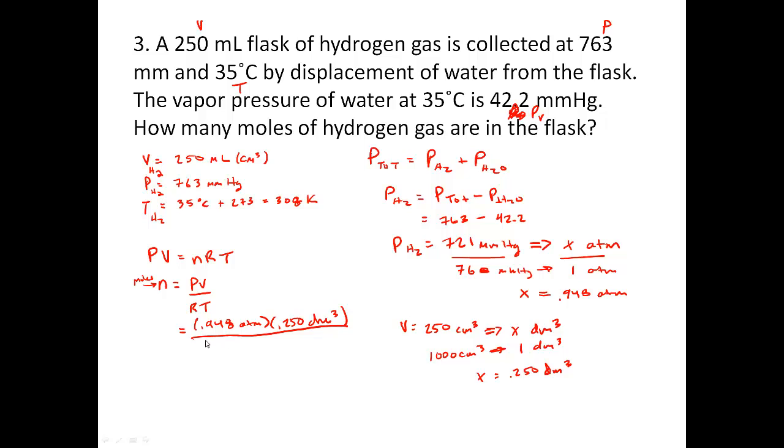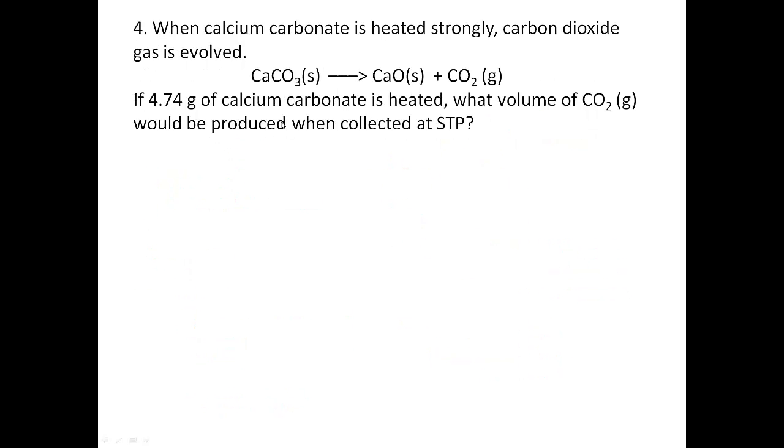So 0.250 decimeters cubed over R. R, remember, is a constant. R is 0.0821 decimeters cubed atmospheres over mole Kelvin. And then finally we put in our temperature, which is 308 K. Plug all that into the calculator. Turns out we've got 0.00938 moles of hydrogen.